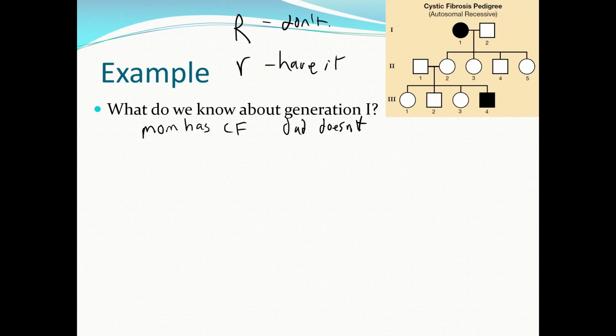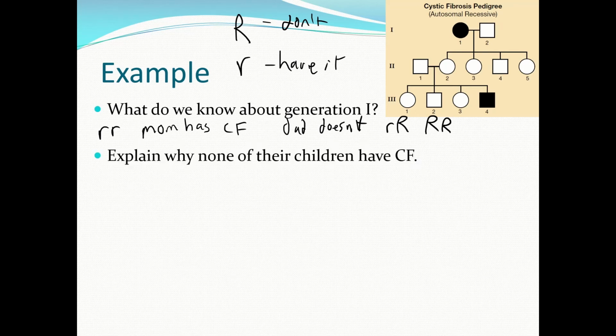you don't. So if the mom has cystic fibrosis, we know her genotype. The dad is either going to be little r, big R, or two big R's. We're not sure. Explain why none of the children have cystic fibrosis.